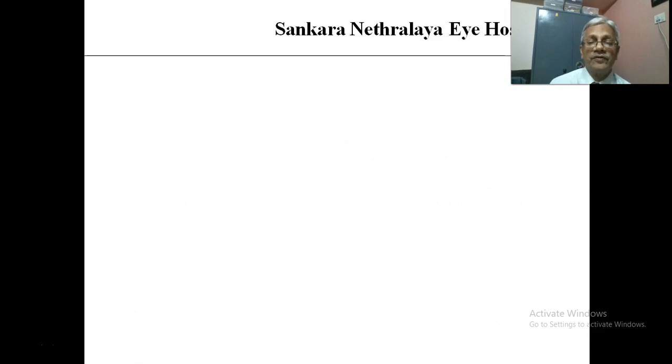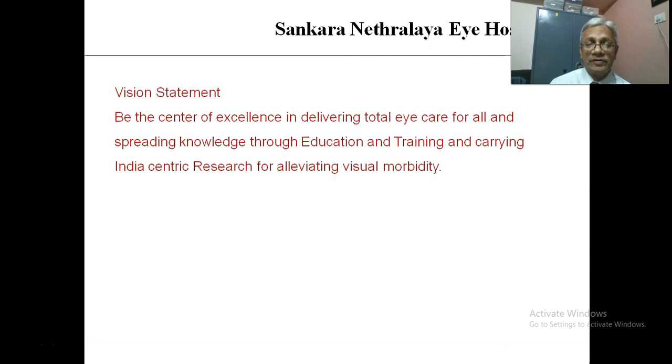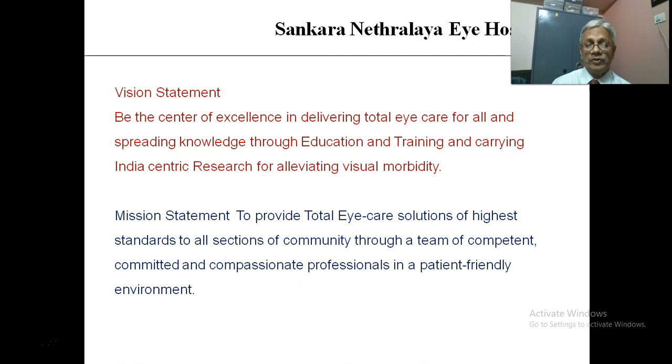I will just give you the vision and mission statement of Sankara Nethralaya, a typical one, a global eye hospital. You will be able to appreciate it better. You see the vision statement of Sankara Nethralaya. It says, be the center of excellence in delivering total eye care for all, and spreading knowledge through education and training, and carrying out India-centric research for alleviating visual morbidity. So it's a very interesting one. They want to be a center of excellence in delivering eye care, and also they want to spread knowledge through education and training. So the thrust seems to be quite interesting.